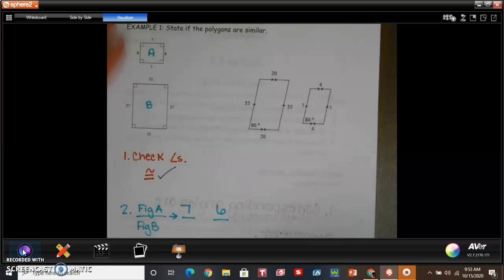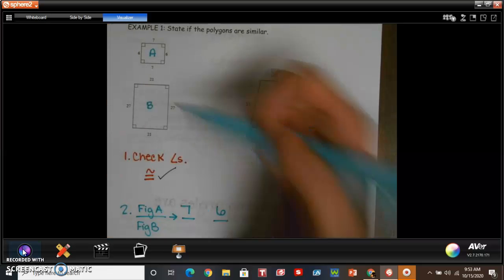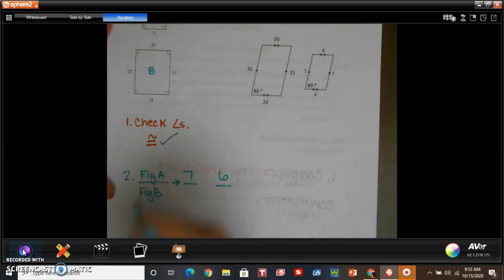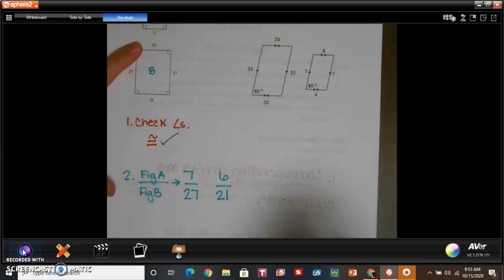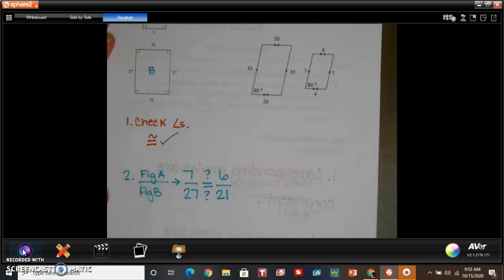All right? Now, when I look at my next figure, I have 21 and 27. I'm not going to write 21 and 27. Here's why. If 7 is our largest side in figure A, we need to put the largest side of figure B underneath it. So the largest one is 27. The smallest one is 21. All right? We need to see if these are equal.